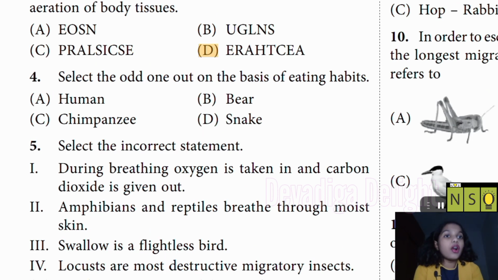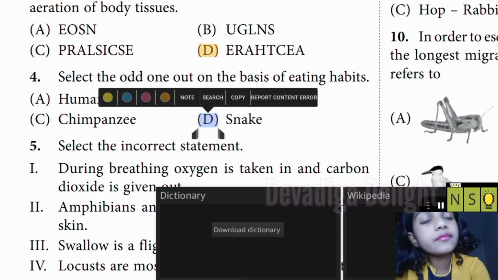Select the odd one out on the basis of eating habits. Now if you see here, A is human, B is bear, C is chimpanzee. Human, bear and chimpanzee have one thing in common, that they are omnivorous. Now D is a snake. Whether it is non-venomous or venomous, it doesn't matter. It is always carnivorous. So D will be the right answer because it's the odd one out.